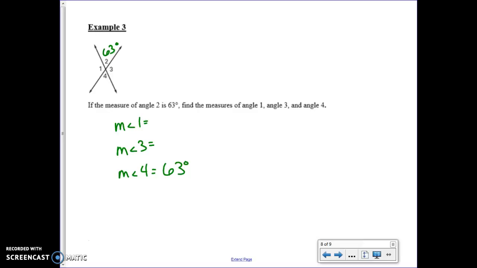Now, I also see that angle 1 and angle 3 are vertical angles, so they should be the same. So if I look back up at my picture, I have right here, angle 1 and angle 2 add up to 180. They're supplementary angles. They're a linear pair. So I can do 180 minus 63 to get that measure of angle 1, and I get 117 degrees. For measure of angle 3 then, it should also be 117 degrees.